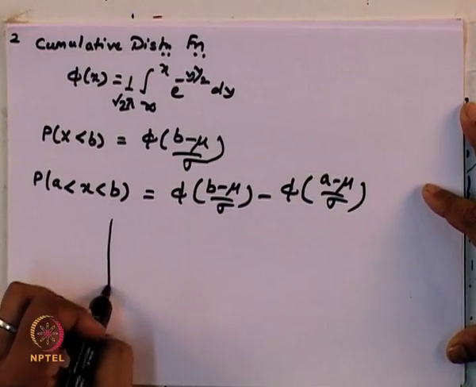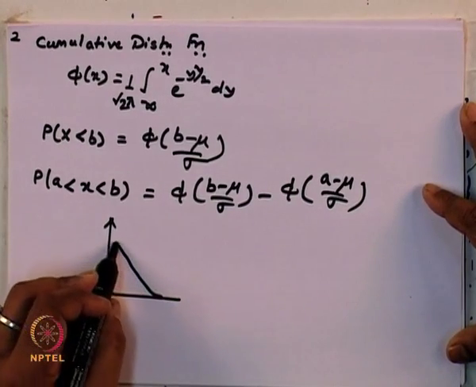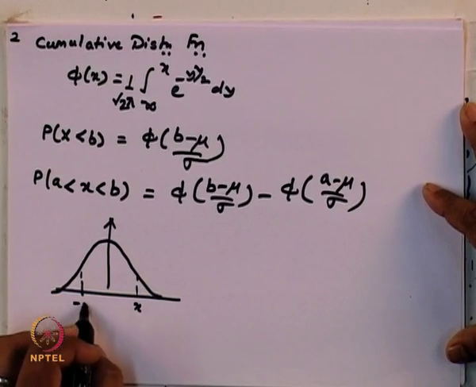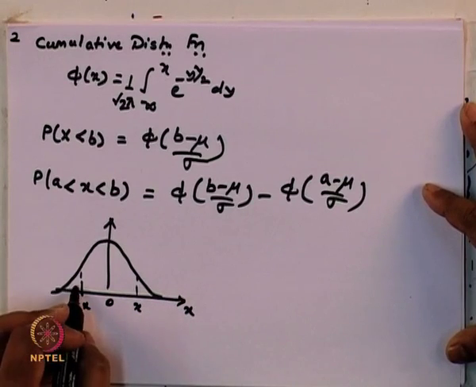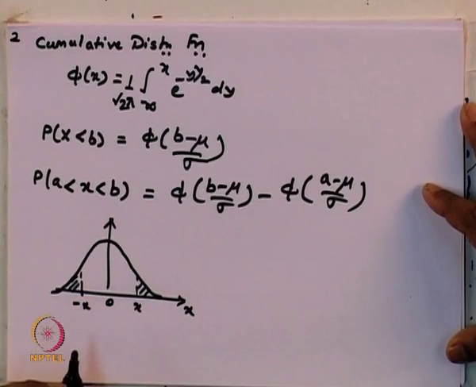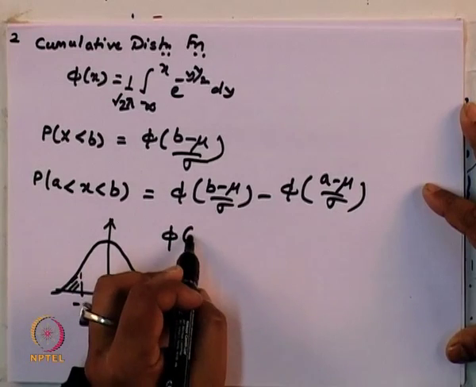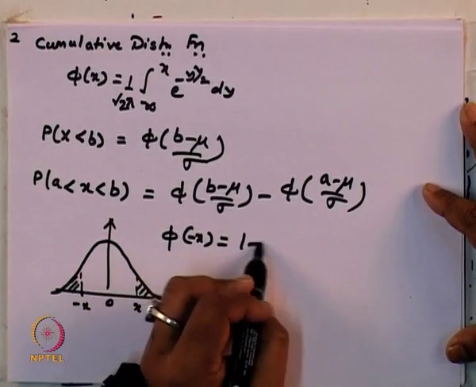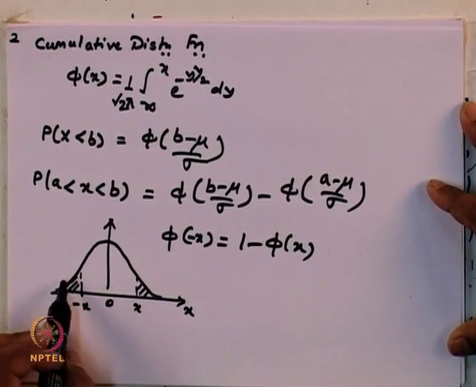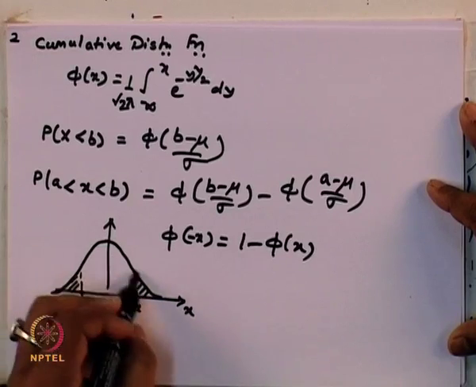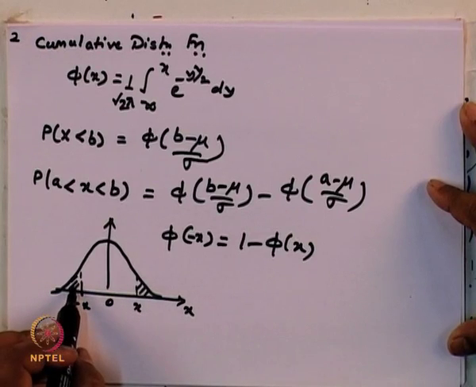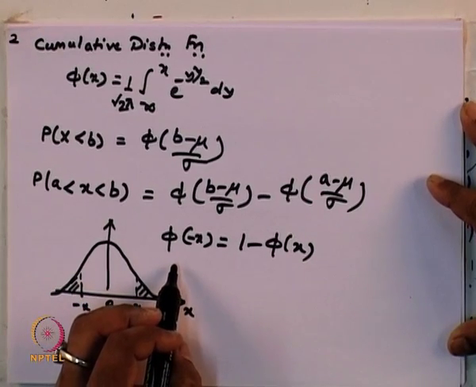One more thing, because your distribution is symmetric, let us say this is x and this is minus x, and this is your origin. Phi of minus x, which is this area, will be equal to this. So, you can write phi of minus x as nothing but 1 minus phi of x. You can visualize it from this plot. Phi of minus x is this area, phi of x is this entire area, and 1 is the entire area under the curve. So, 1 minus phi of x will give you this area, which is equal to this area. This is another useful expression to remember.